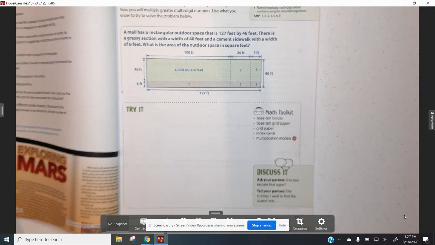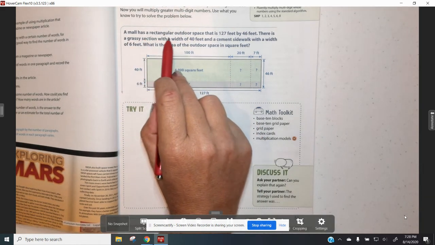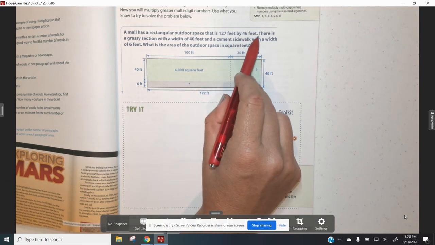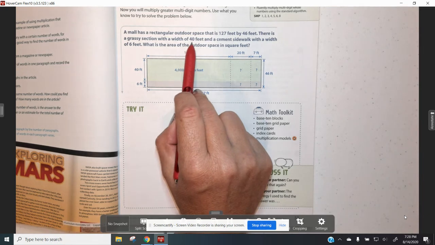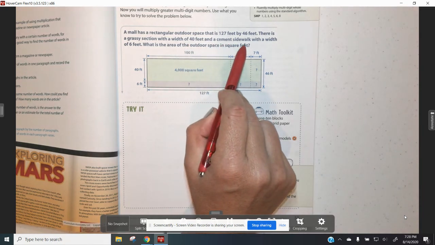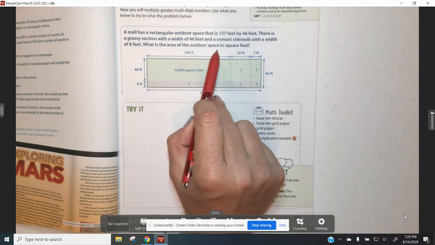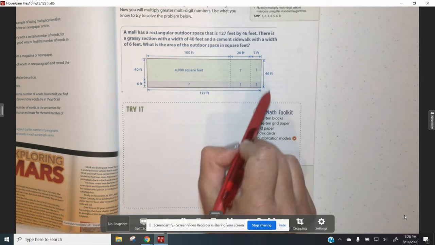So let's go ahead and read the problem first. So the problem says, a mall has a rectangular outdoor space that is 127 feet by 46 feet. There is a grassy section with a width of 40 feet and a cement sidewalk with a width of 6 feet. What is the area of the outdoor space in square feet? So they want to know, what is the whole space?